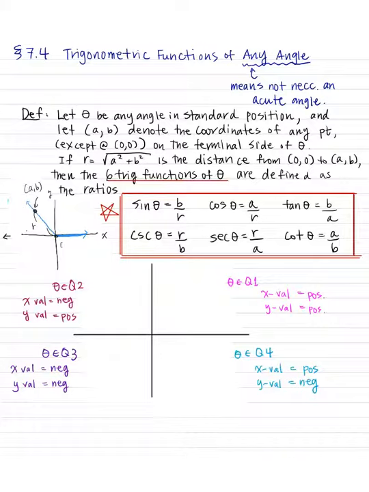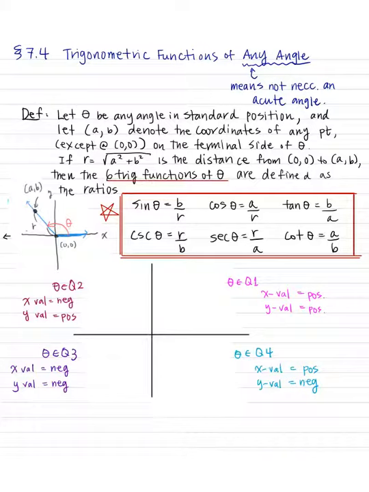Okay, so this is the situation. Let me just write this is (0, 0). And our theta is always from the initial side to the terminal side, so this is our theta. So now, sine of theta is b over r. Cosine is a over r. Tangent is sine over cosine, so it's b over a. Cosecant is 1 over sine, r over b. Secant is 1 over cosine, so it's r over a. Cotangent is 1 over tangent, so we have a over b.